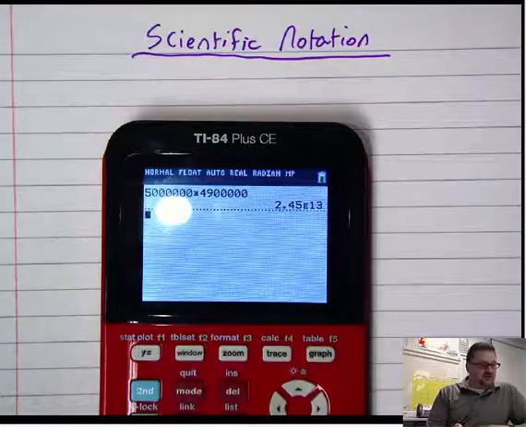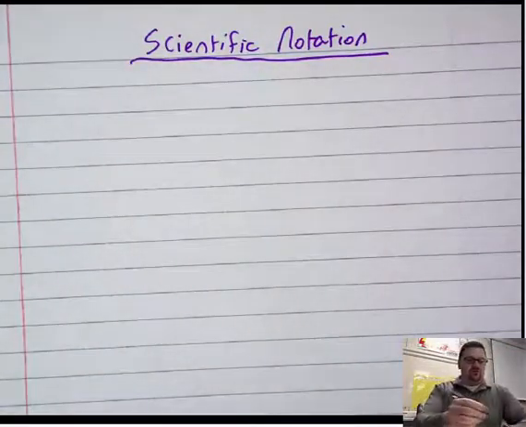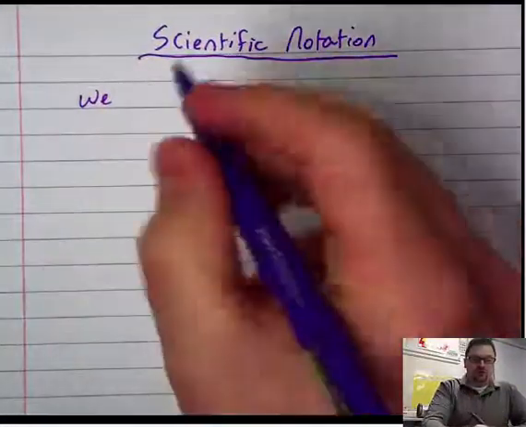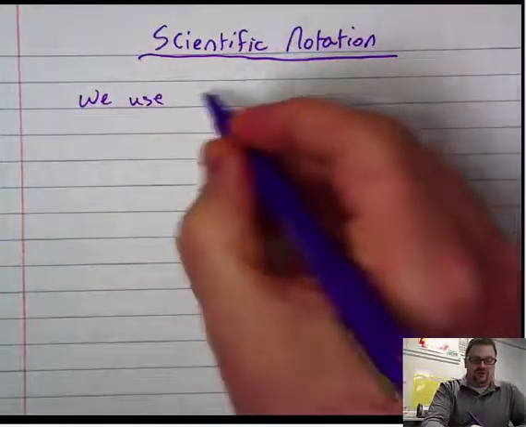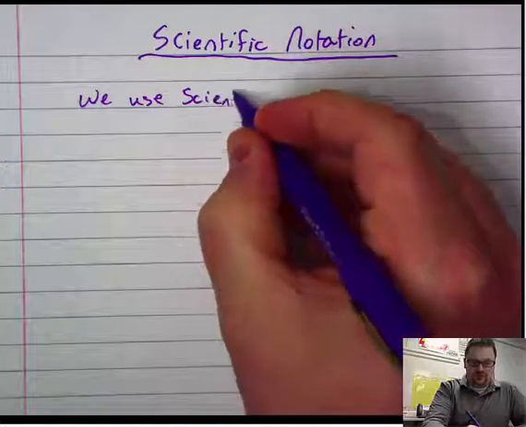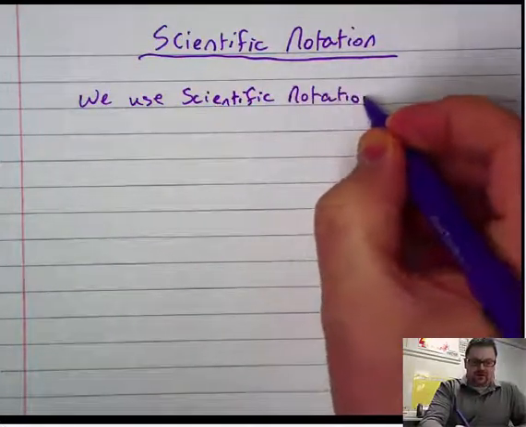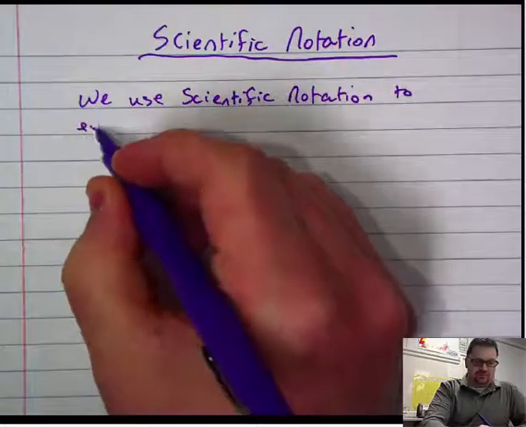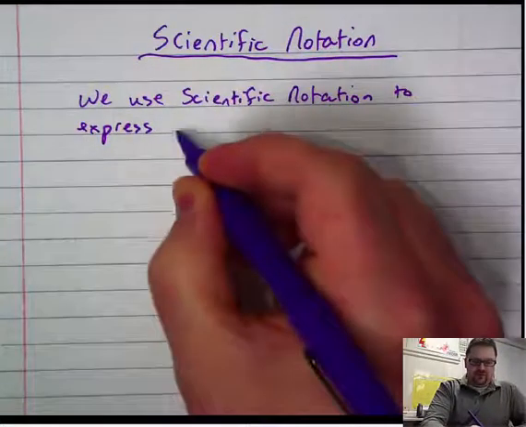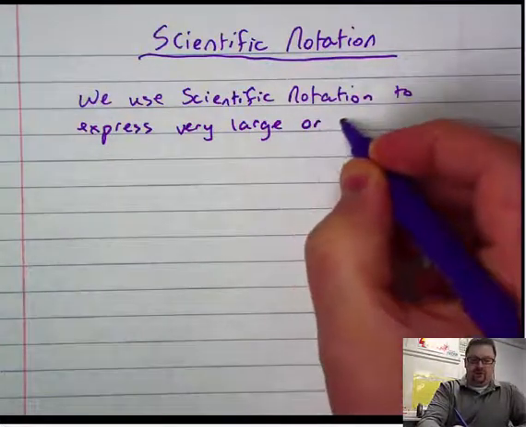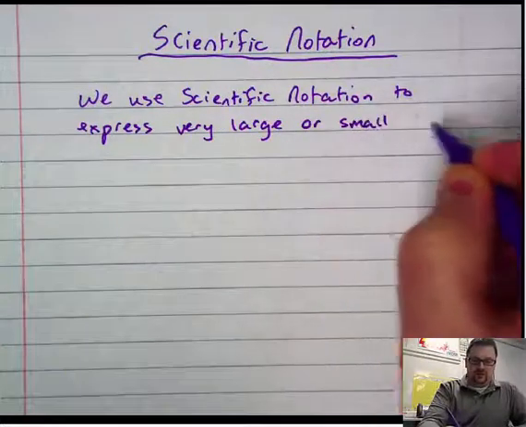Scientific notation is something that we use to express really big or really small numbers. So we use scientific notation to express very large or very small numbers.